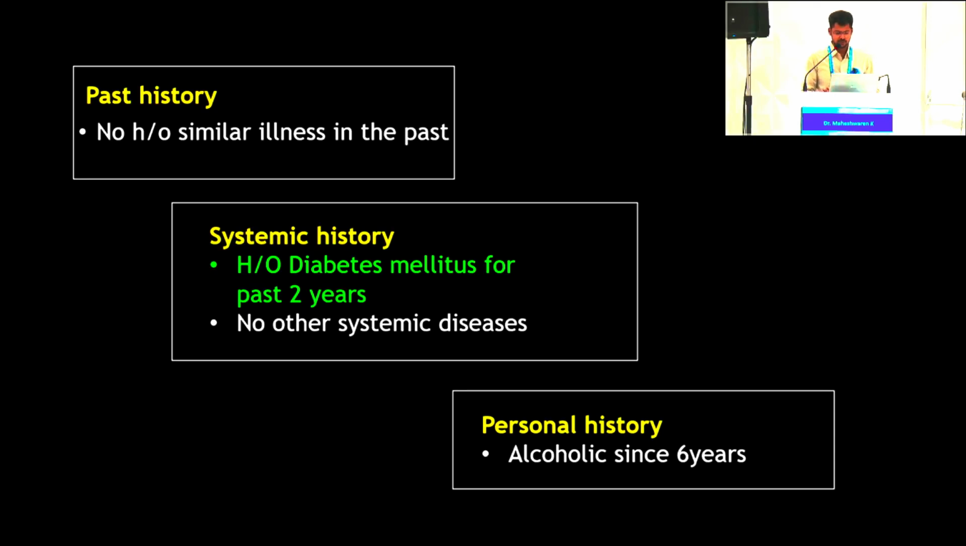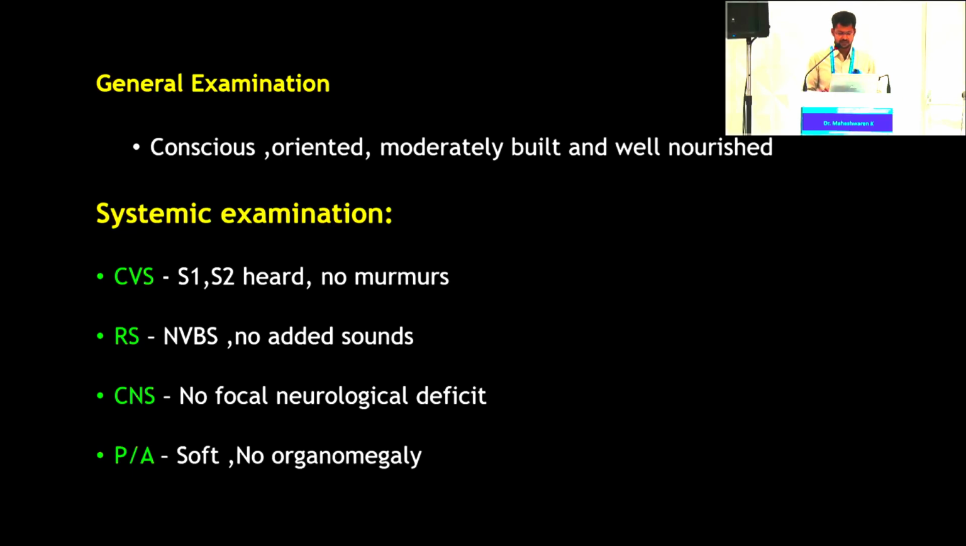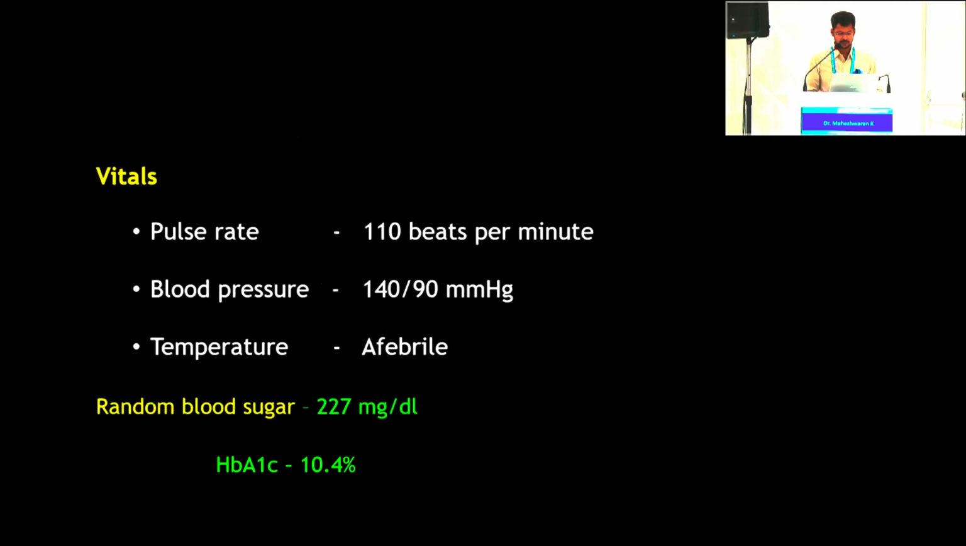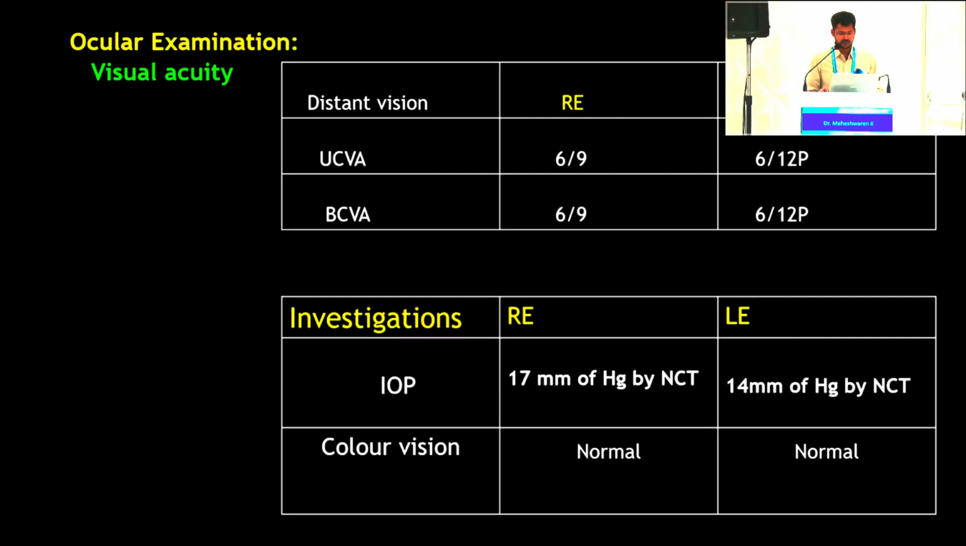He's a known diabetic for 2 years and a known alcoholic for 6 years. In general examination, he was conscious, oriented, moderately built and well nourished, and systemic examinations were normal. His vitals were stable, and the random blood sugar was 227 mg per deciliter, HbA1c 10.4%. On ocular examination, his right eye best corrected visual acuity was 6/9, and intraocular pressure by non-contact tonometry was 70 mm mercury, and his color vision was normal.